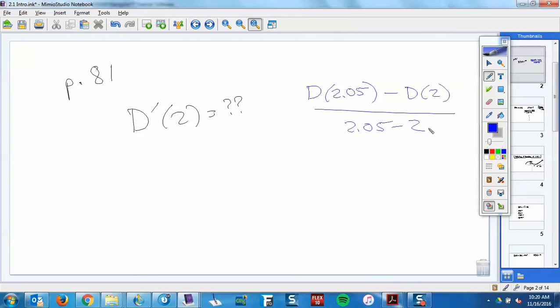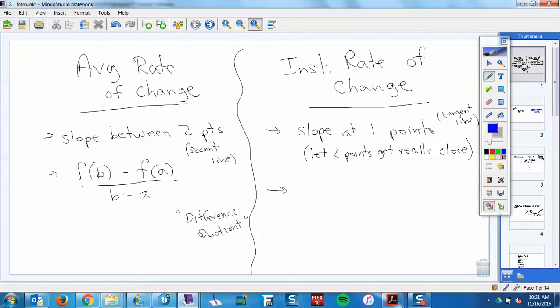Matter of fact, that's absolutely what you should do. Now, if you want to pick 1.95 and 2.05 as your 2 points, that'd be fine too. But you wouldn't want to pick any farther away from that. You want to pick 2 close points. Well, those are the closest points to 2 we got. Right? And so all I would do is this right here. Right? I would do a difference quotient.